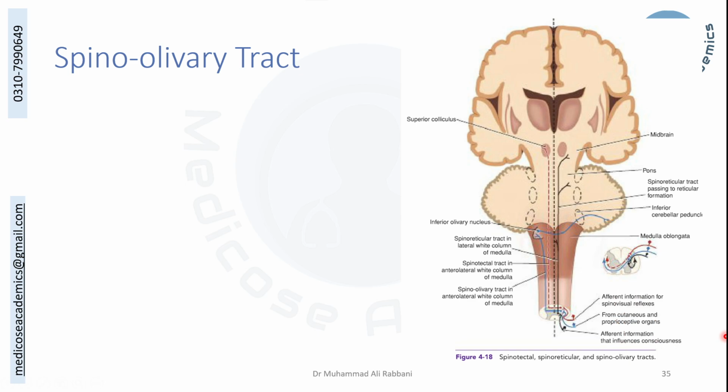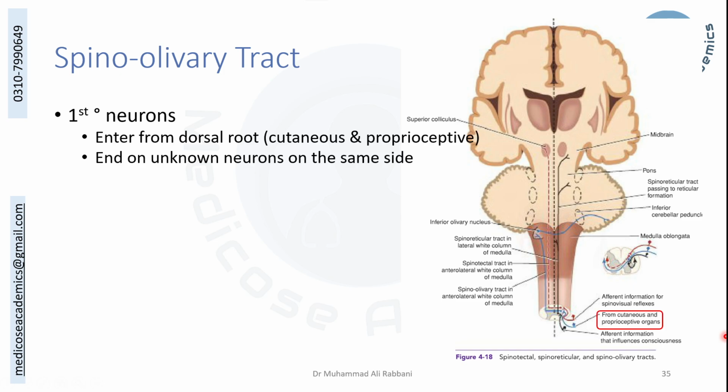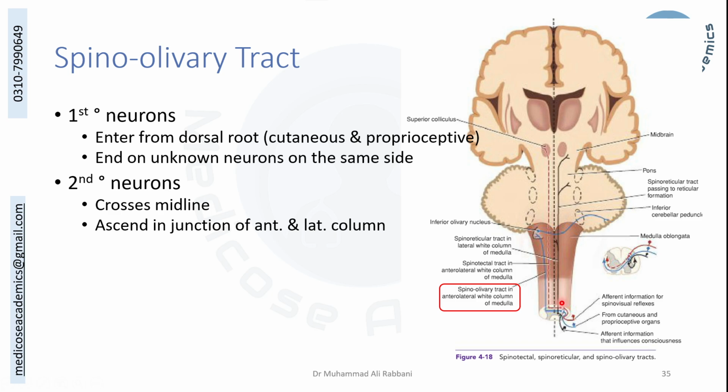Spino-olivary tract. The spino-olivary tract is a tract that is ultimately sending the signal to the cerebellum. The first order neuron gets its signal from the receptors for proprioception and cutaneous information. The dorsal root is there, enters the spinal cord, and ends on unknown nuclei on the same side in the dorsal root. From those second order neurons, the axons cross the midline and run up in the anterior and lateral white columns. After going up, they end by synapsing with the inferior olivary nucleus present in the medulla oblongata.